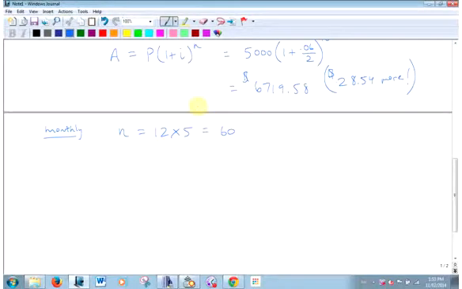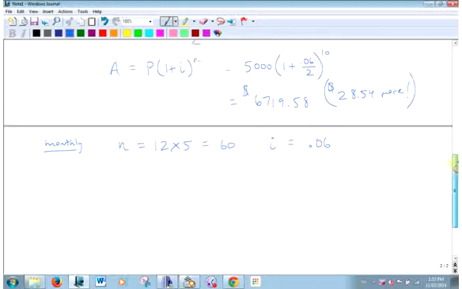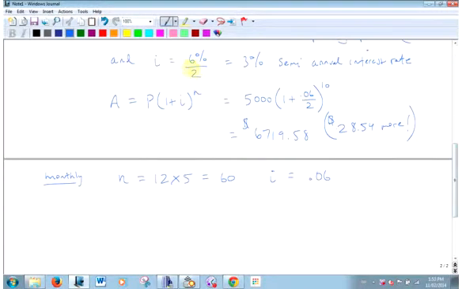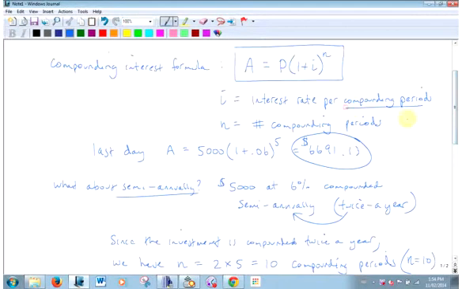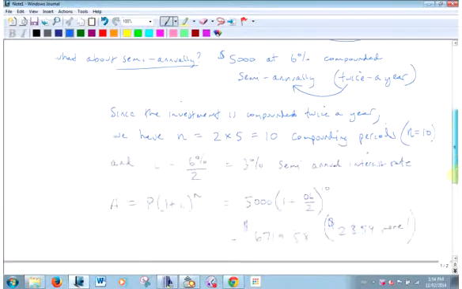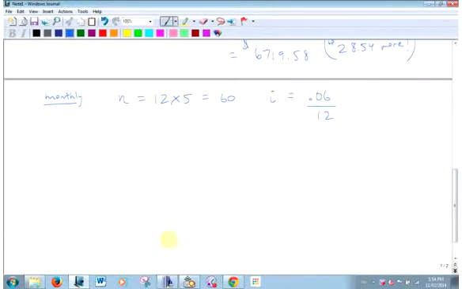Okay? What's I? It's still 6%, 0.06, divided by how many times per year? This is an annual rate, right? That's per year. So if I want 6% for a year, I need to divide that into how many months? 12 months. That's how much interest per month. Interest per what? Compounding period. Okay, that's the hard part. The rest is just plug it in the formula.